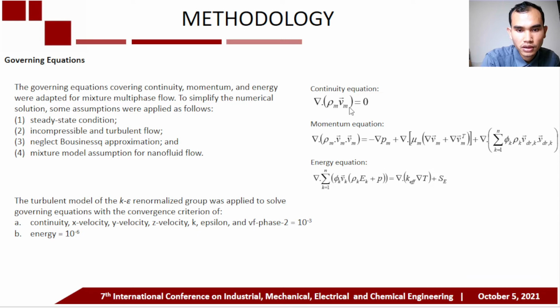The governing equations consisting of continuity, momentum, and energy were used for multi-phase flow. For simplification, we use some assumptions like steady state, incompressible, neglecting the Boussinesq approximation, and also the mixture model assumptions. The turbulent k-epsilon Reynolds group model was applied to solve the governing equations, with a convergence criterion of 10 power minus 3 for the continuity, x velocity, y velocity, z velocity, k, epsilon, and the place 2. For the energy, the convergence criterion is 10 power minus 6.